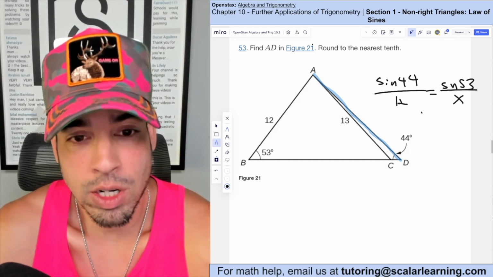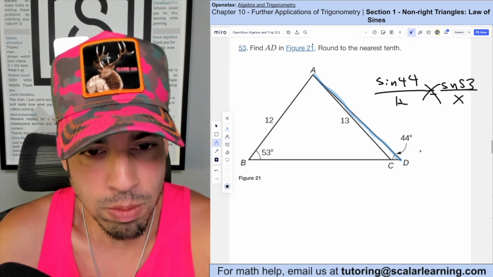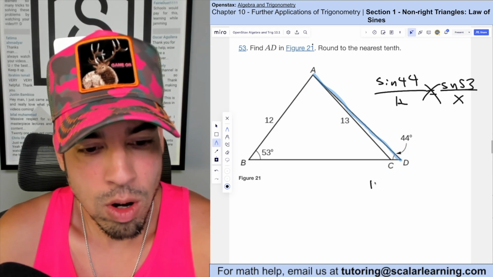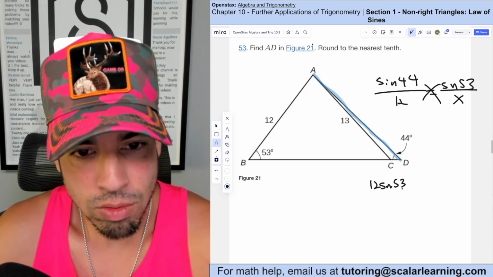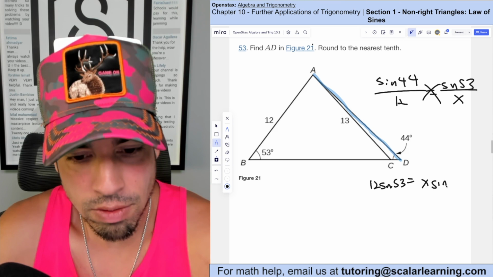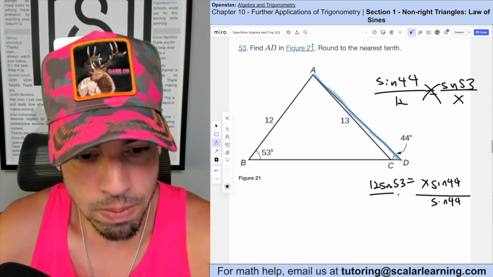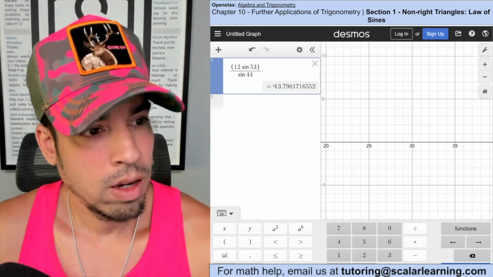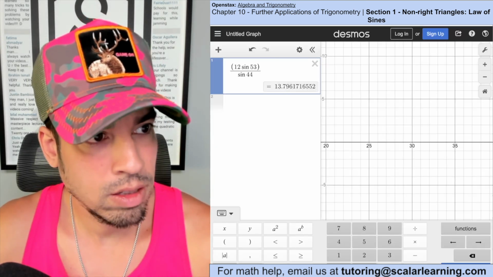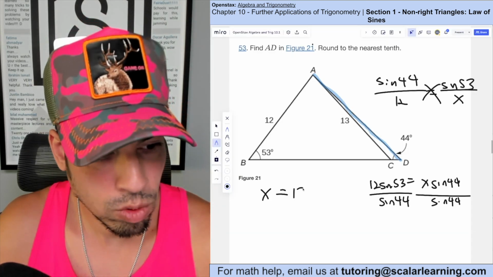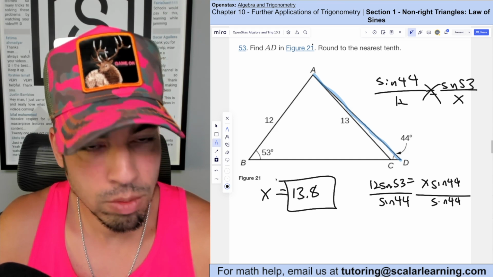I got an equation. So now let's take it from here. Let's cross multiply. And we got 12 sine of 53 is equal to X sine of 44. Then to isolate X, we're going to divide both sides by sine of 44. Okay, let's plug that into Desmos now. And we get 13.8 to the nearest 10th. So X equals 13.8. Boom, done.